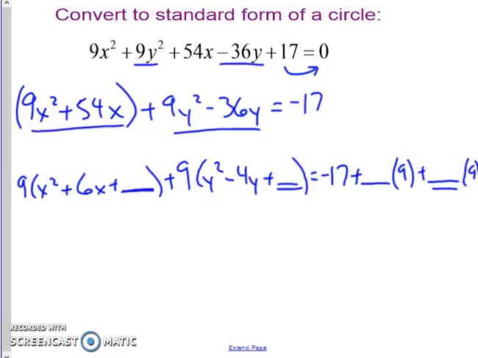So to find our c value for the x, we take our middle term of 6 divided by 2 and square it. So 6 divided by 2 squared would give us a value of 9. Fill that in on both sides. For the y term, I would take my middle value, my b value of negative 4 divided by 2 and square it. Again, that's the value that goes right there. So negative 4 divided by 2 squared is going to be 4.